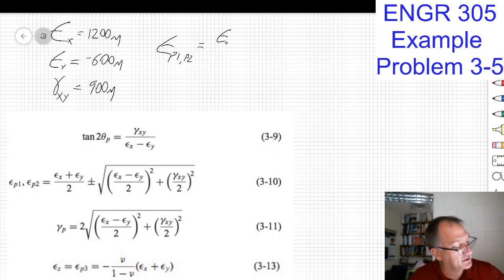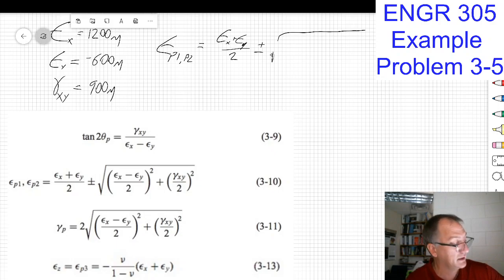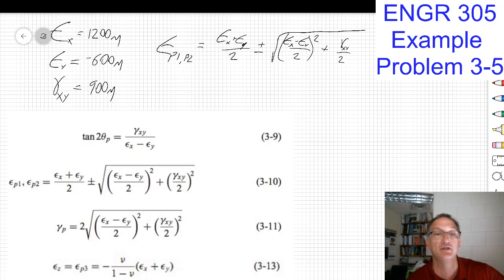And so that's going to be the strain in the x direction plus the strain in the y direction divided by 2. And then that's plus or minus this big radical: the strain in the x minus the strain in the y divided by 2, that whole quantity squared, plus gamma xy, the shear strain, divided by 2 squared. You saw that equation 3.10 as I was copying it down.